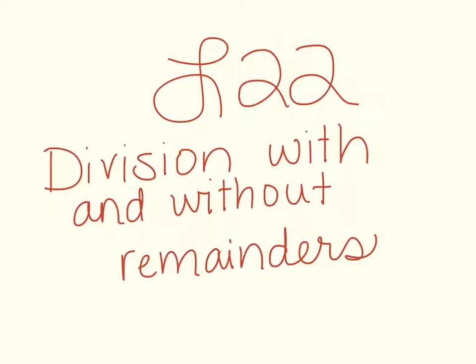Now, the division without remainders, we've done that for a couple lessons now. That's when the number goes evenly into the dividend. So if it's 9 divided by 3, well, 3 goes evenly into 9 because 3 times 3 is 9. So we're going to talk a little bit about that, but then we're going to mainly focus on division with remainders. So, welcome to the new way of writing things with remainders in 5th grade.